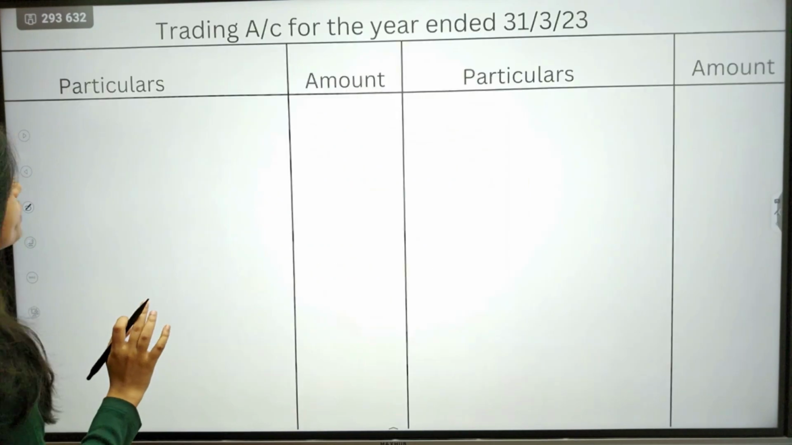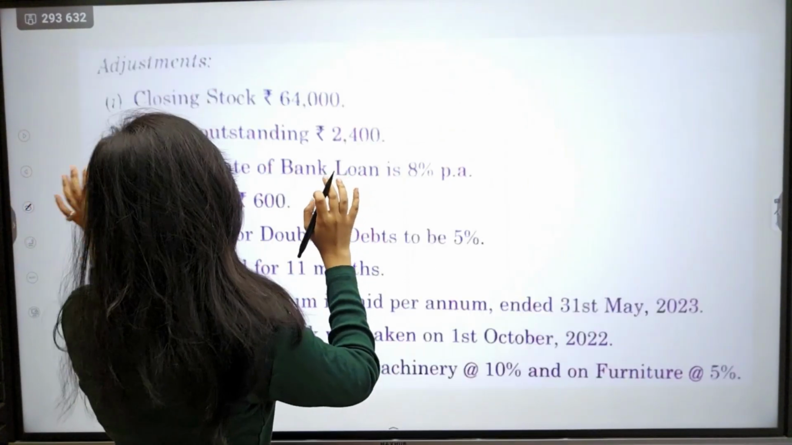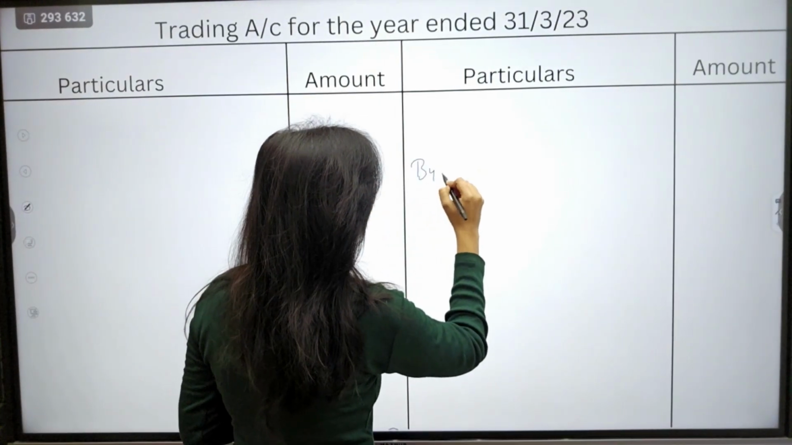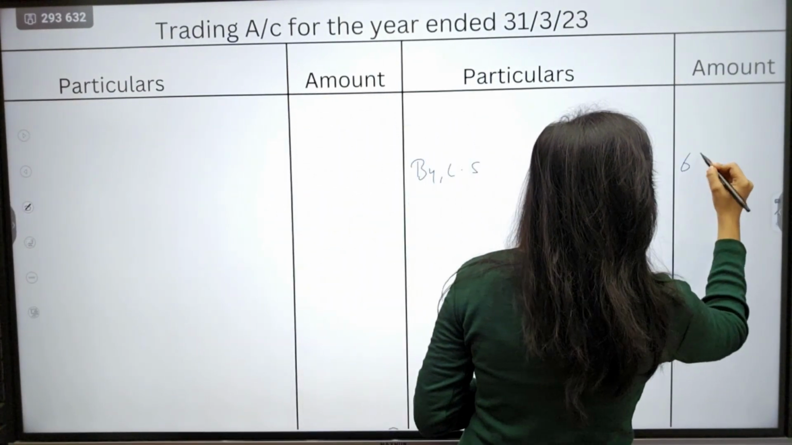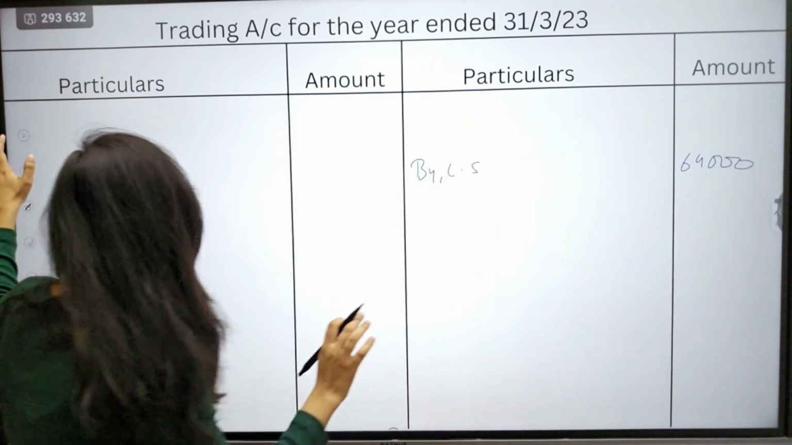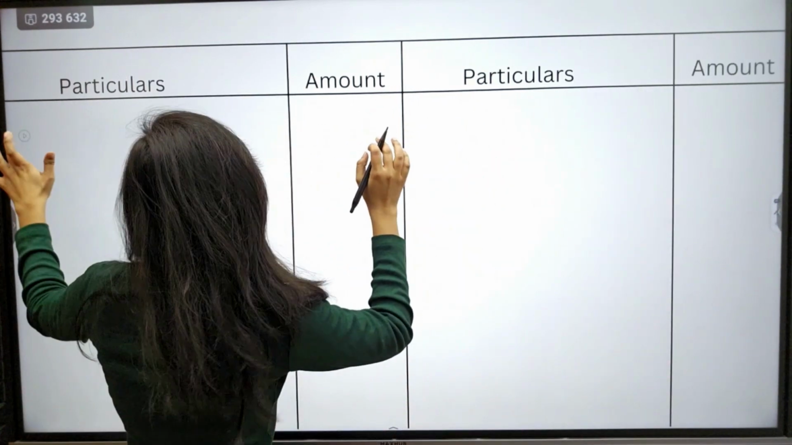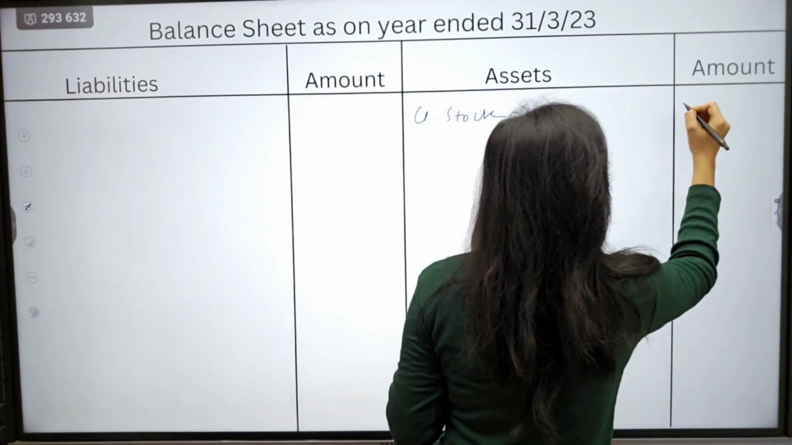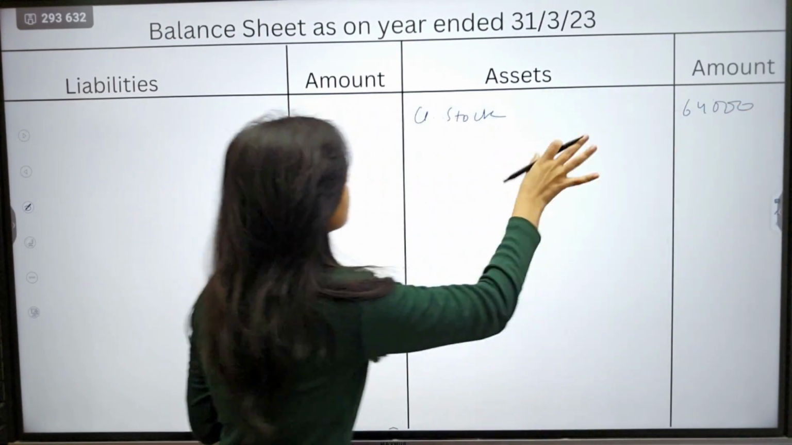Fourth question. Okay, now we'll start moving fast. So the first thing is closing stock we have 64,000 rupees. Let's adjust that. No explanations now. By closing stock 64,000 rupees. And the second place that you want to write it in is closing stock 64,000 over here in the asset side.